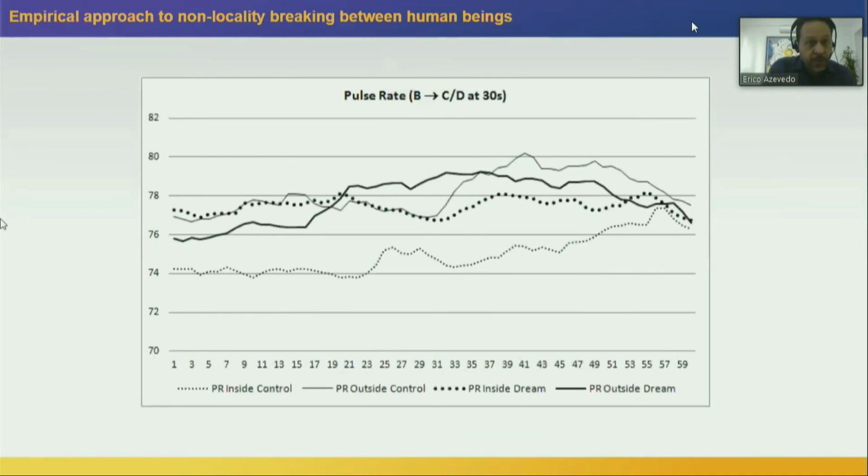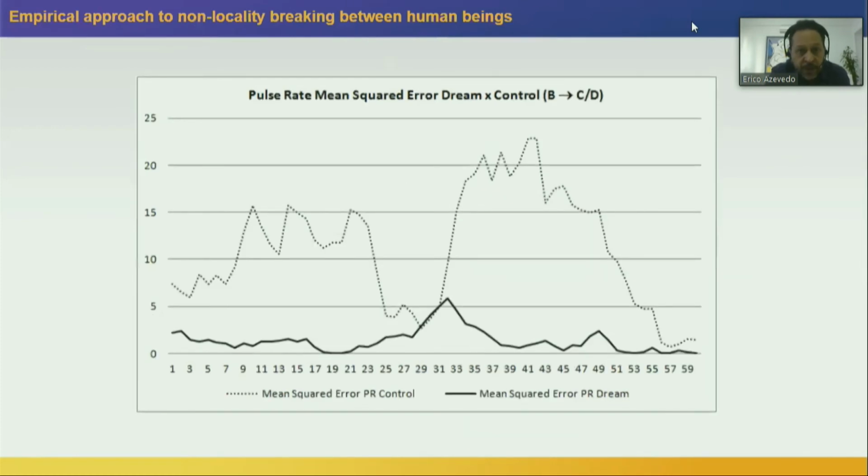Here we can represent in a clearer form what happens with the pulse rate. Basically, you see the black lines, strong and light. They represent the pulse rate outside for the experimental group and for the control group, while the dots represent the same thing for inside, control and experimental group. So here I'll change the graph so that you can see it better. When you subtract one from the other, you see precisely how they are varying. So in the dots curve, you see the control group.